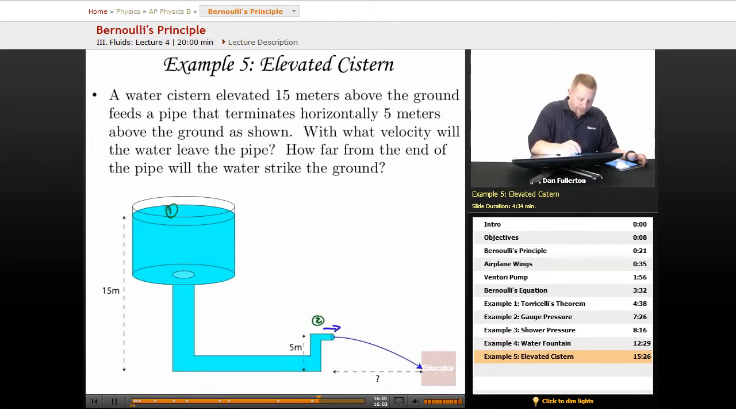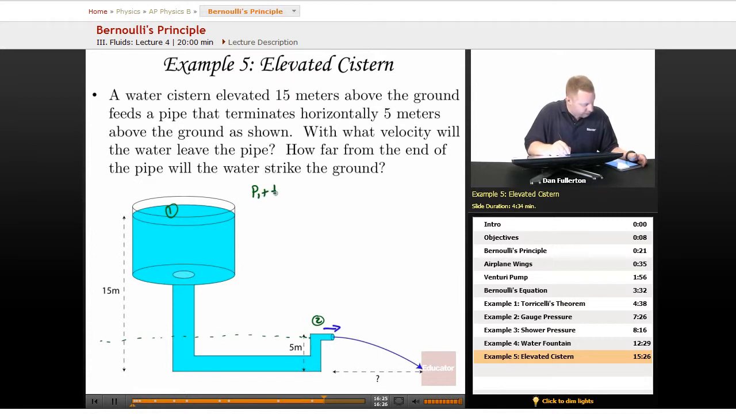If we call this our point 1, we've got a height of 15 meters here and a height of 5 meters here. To find the velocity, if I call point 2 ground level for the first part of the problem, then the height here will be 10 meters, because that's the difference. So let's apply Bernoulli's equation and see how this is all going to work out.